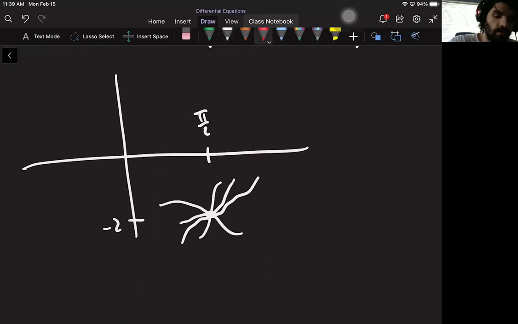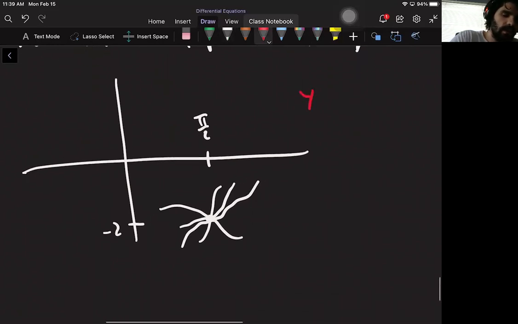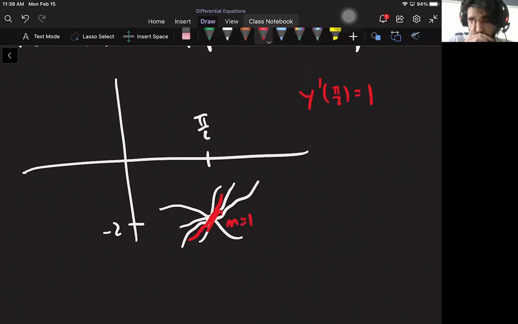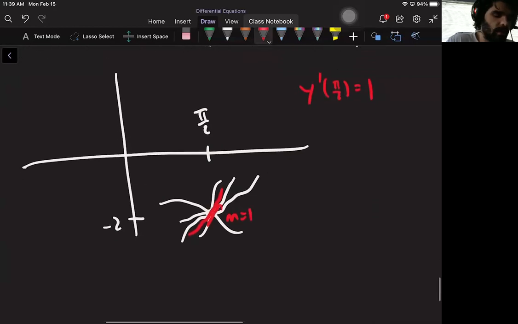But now I really want the derivative at pi over 2 to be, what was it, 1? So I really want a solution that has a tangent line with slope 1. And there are lots of these other solutions that go through the right point, but their slopes are not the right slope.